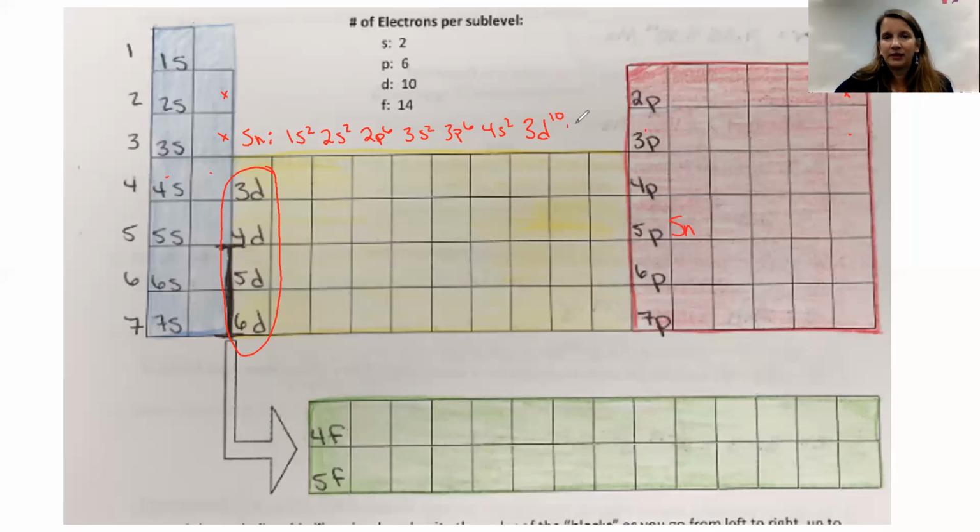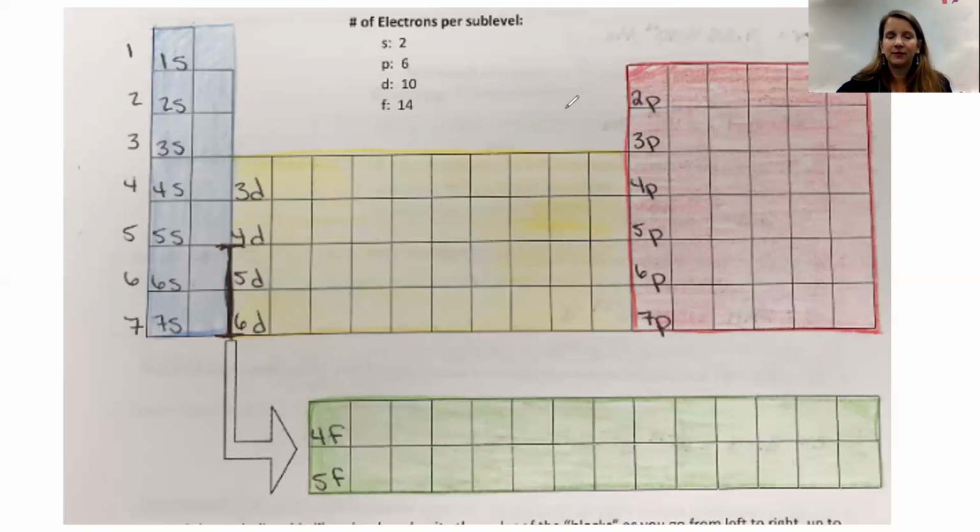Then we have 4p6 to get us to the end of the p's. 5s2 is going to be next. And then after that, we have 4d10 to get us to the end of the d's. And then we have 5p2. And that gets us to the end of 10. Okay? Now there is a shortcut.